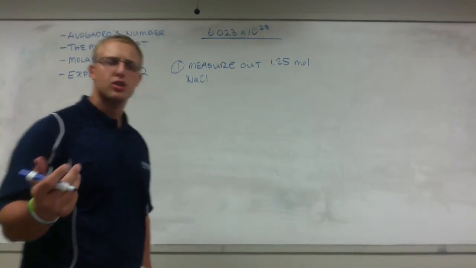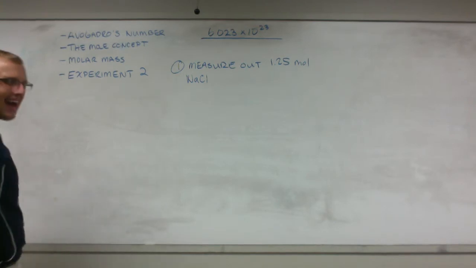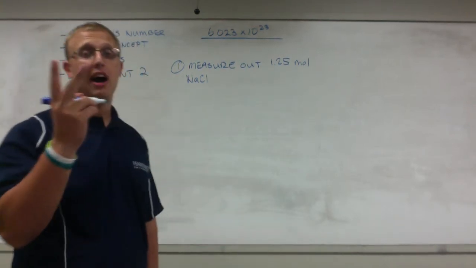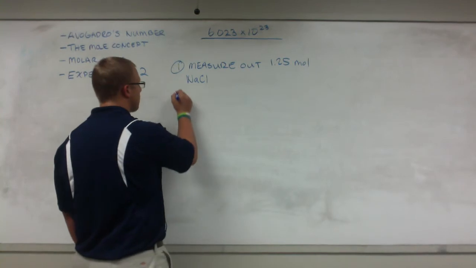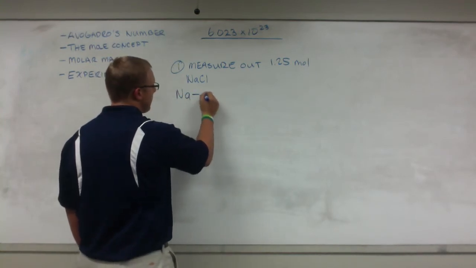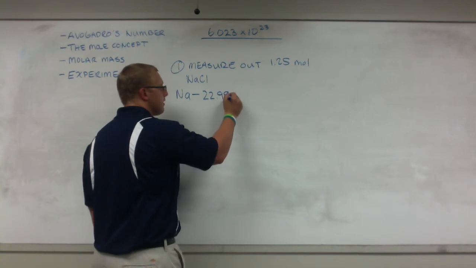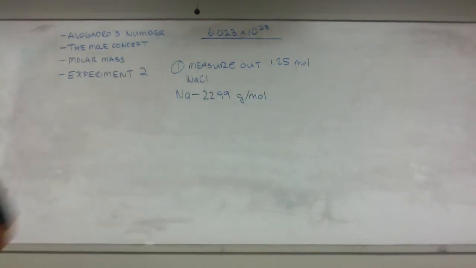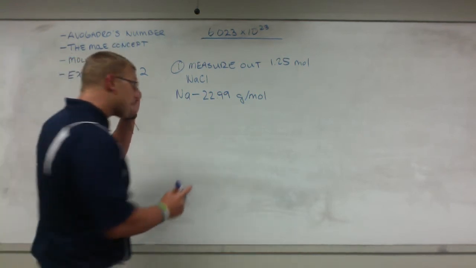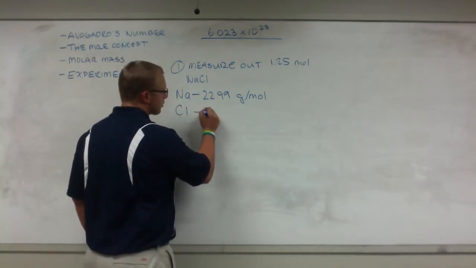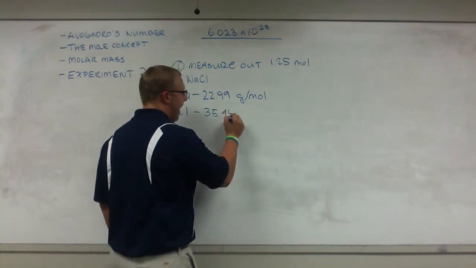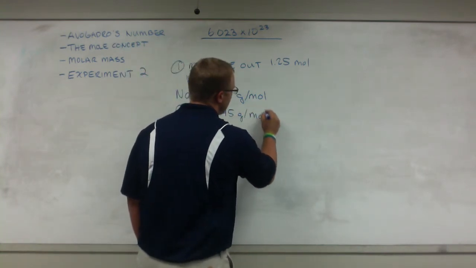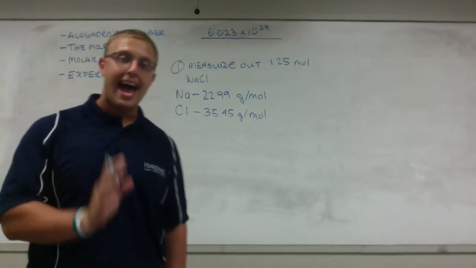Well, the first thing we have to do is we have to go through a molar mass. So the first thing we have to do is figure out the molar mass of sodium chloride. Well, we've already said sodium is equal to 22.99 grams per mole. We already know the molar mass of sodium. It's really easy to remember. Chlorine, not so much. Right? The average atomic mass of chlorine is equal to 35.45 grams per mole.